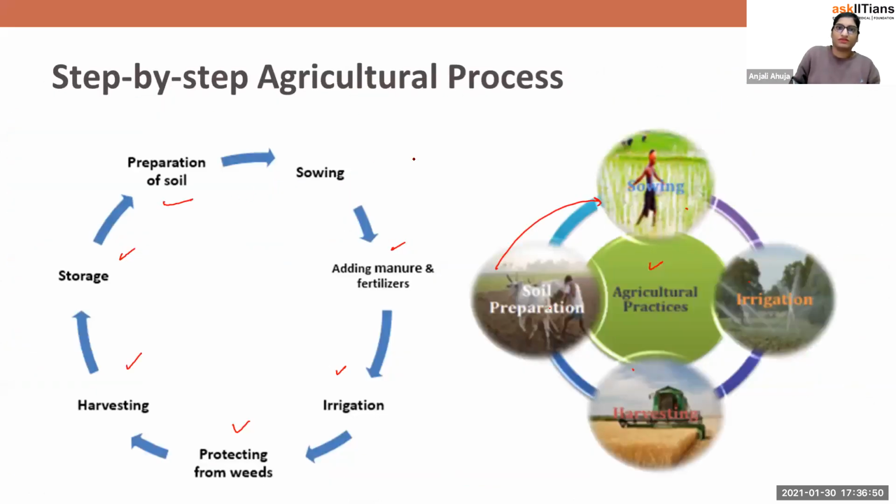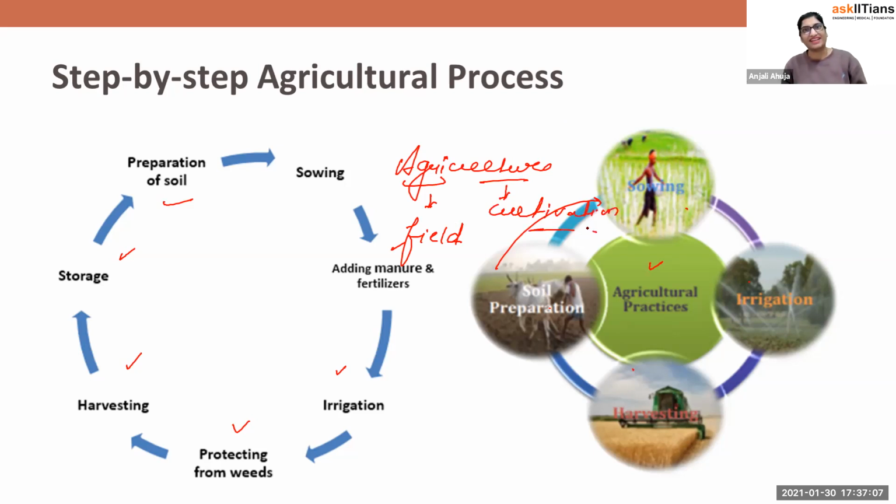So agriculture. Ager means field. AGER, to be very frank. And cultura means cultivation. So cultivating on the field. Fine. 70% of Indian population, we just depend upon the agriculture.